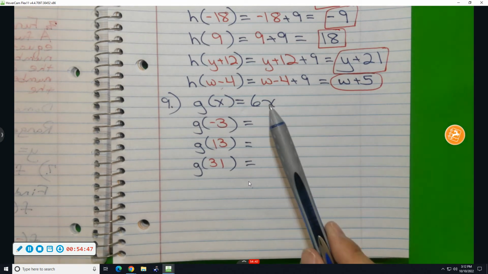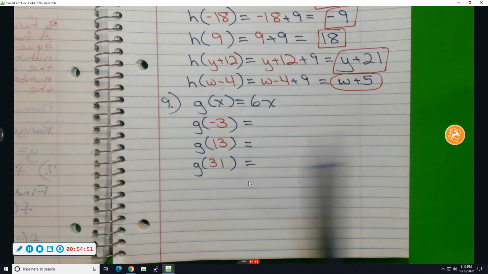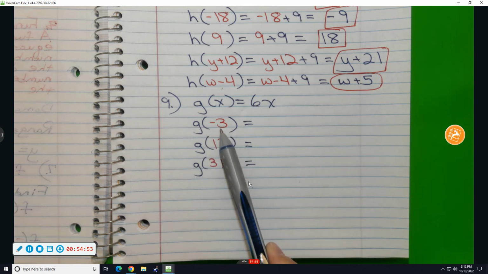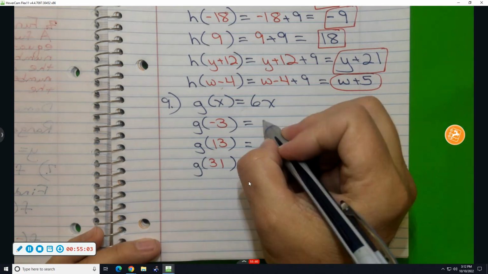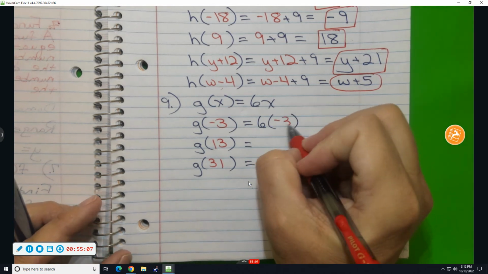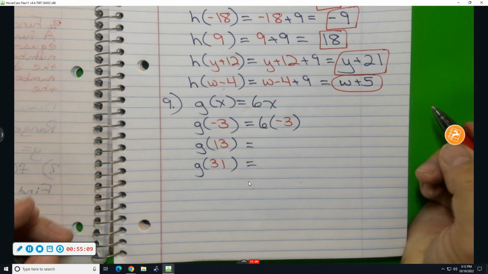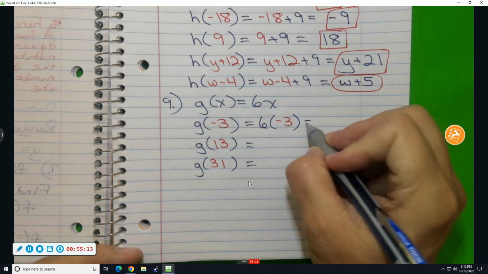G of x is the function defined by 6 times x. We want g of negative 3. That means go to g, and wherever you see an x, replace it with negative 3. So instead of 6 times x, we have 6 times negative 3, which is negative 18.